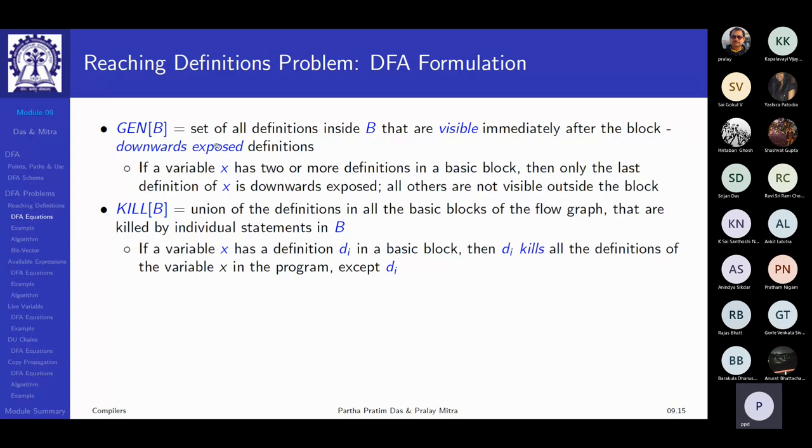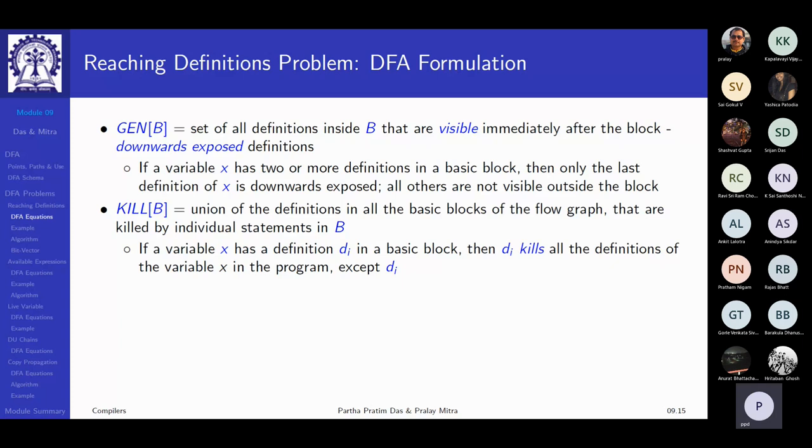It is the set of all definitions inside B that are visible immediately after the block, downwards exposed. Which means that if I go through the block from top to bottom, at the end of the block, these are the definitions which will be visible. If a variable has two or more definitions in a basic block, then only the last definition will be downward exposed, because certainly the other definitions will get killed mutually as the control progresses. All others are not visible outside the block. So only the last one will be visible, and that is what will make it to the Gen B.